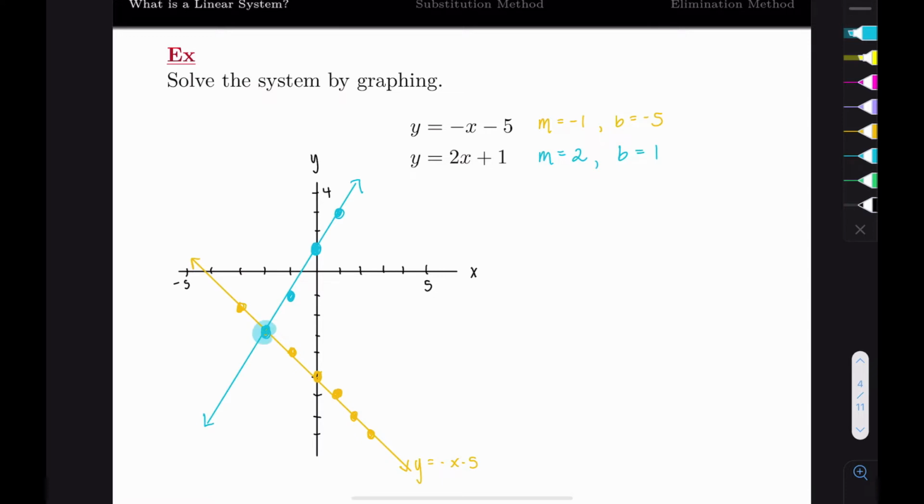Okay. So this is our point that's going to be on both of the lines, which is the point -2, -3. So the graphs intersect here.